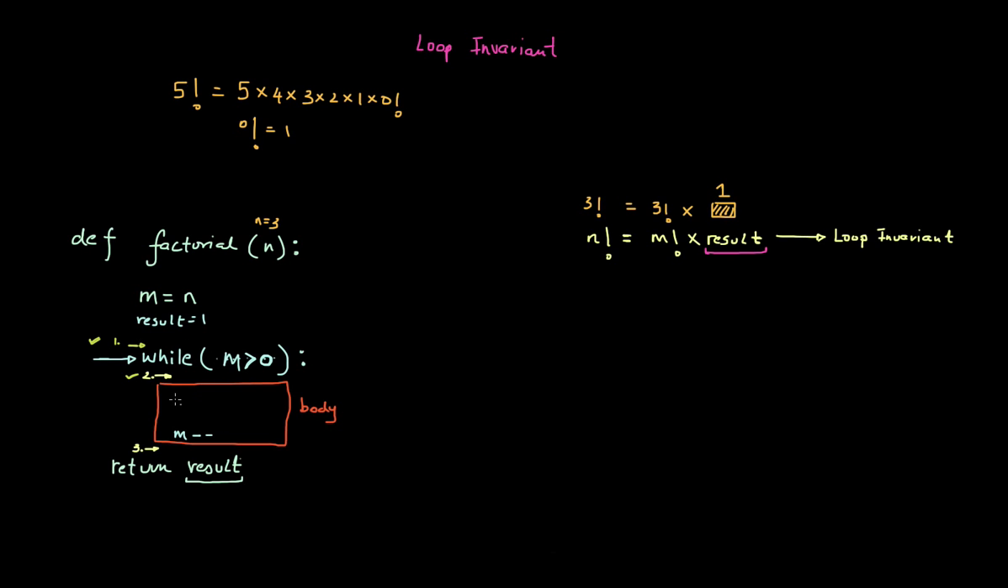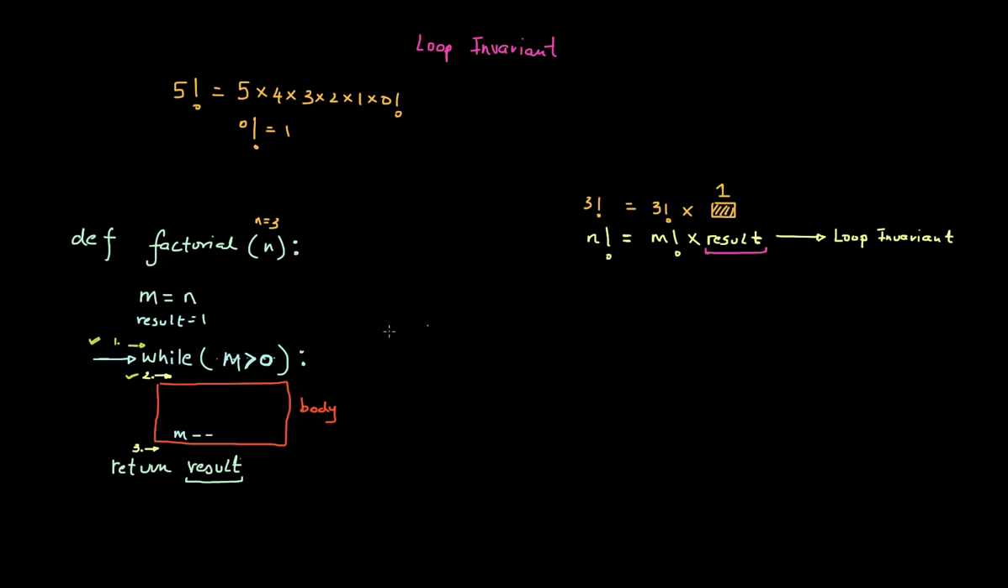This at least ensures that my loop comes to some termination, because m is something that keeps on getting decremented in the body of the loop, and at some point it's going to be equal to 0, at which point my loop terminates. Okay, but I still need to ensure that as this loop keeps on running, at point 2 and at point 3, the loop invariant always holds. This thing should always hold.